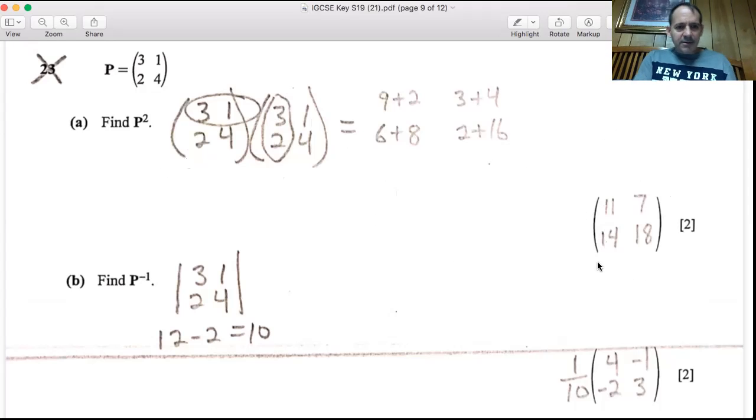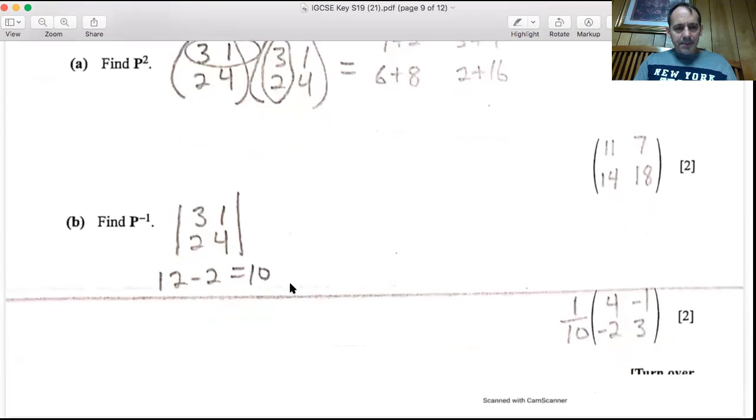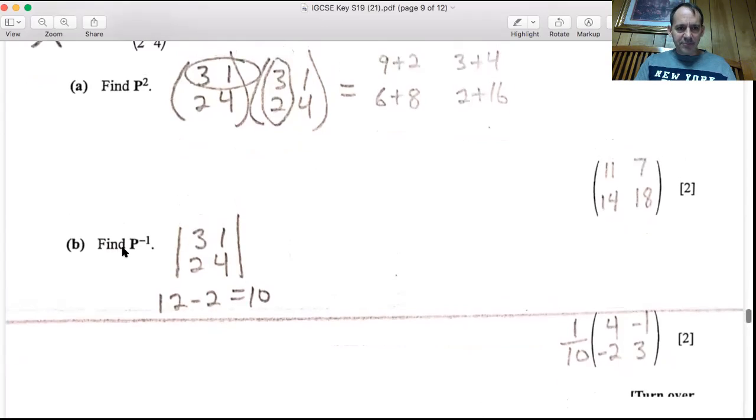And then we have an inverse matrix. For an inverse matrix, what you need to do is first find the determinant of P.